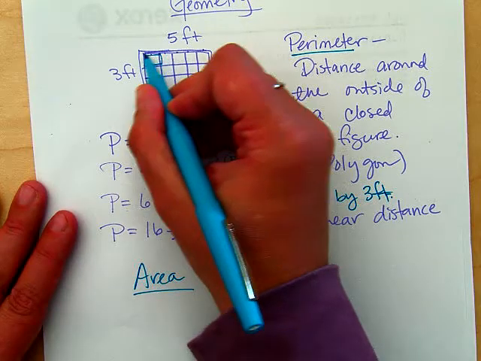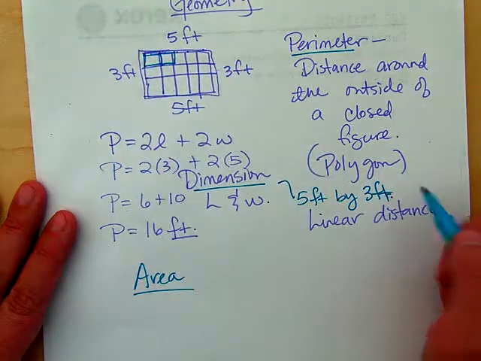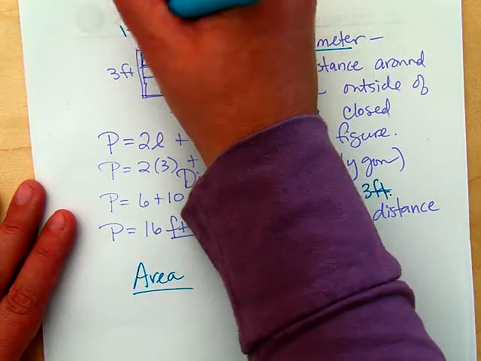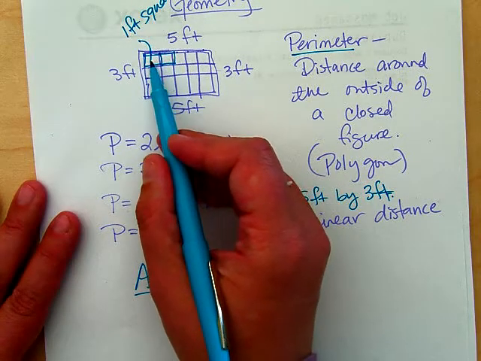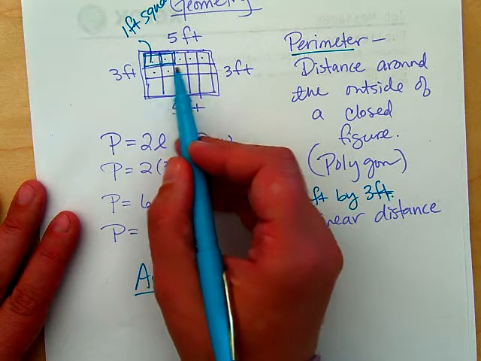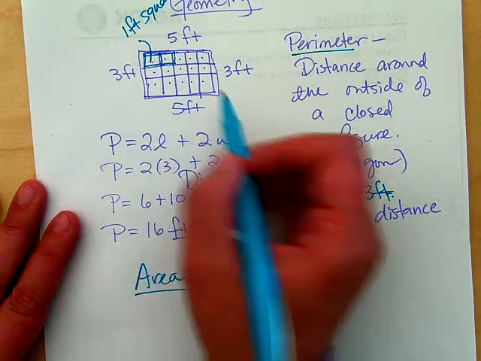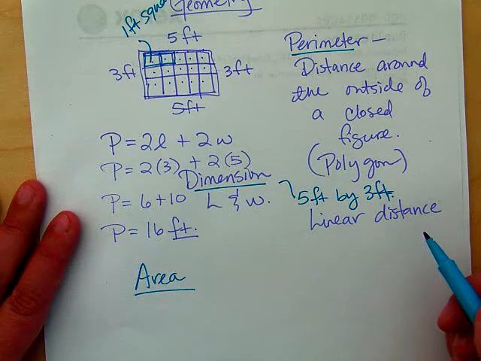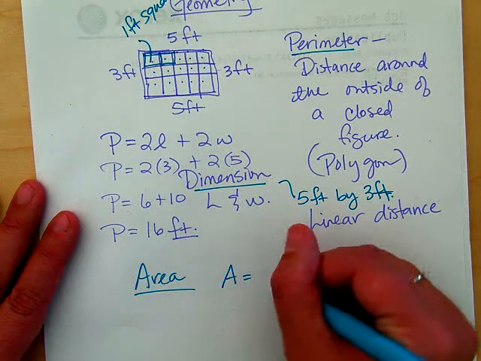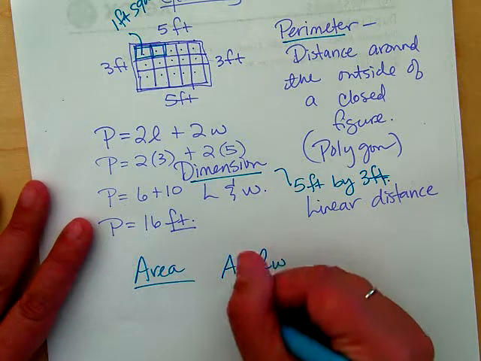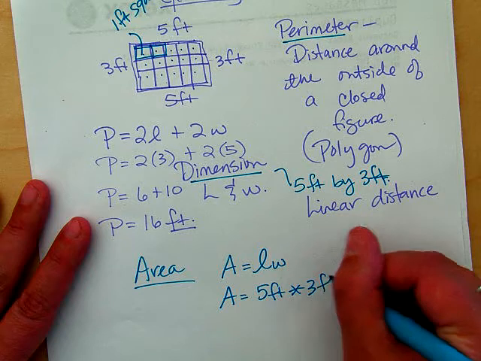Well, each one of these is a square, it's 1 by 1 feet. It's actually 1 foot square, or 1 square foot, right? How many of these do I have? 1, 2, 3, 4, 5, 6, 7, 8, 9, 10, 11, 12, 13, 14, 15. Imagine those are perfect squares there. So I have 15. Well, what do I do with the numbers 3 and 5 to give me 15? Yes, for a rectangle, area is length times width. So the area is going to be 5 feet times 3 feet.